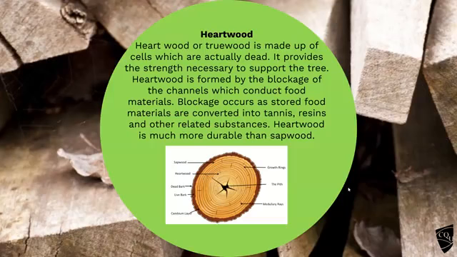The blockage is basically because the stored food convert themselves into tannins. Tannins are actually quite a good preservative as well. You get resins, and you get some other substances we're not too bothered in. But the heartwood is the bit we like to use most of all because it's much more durable than the sapwood.